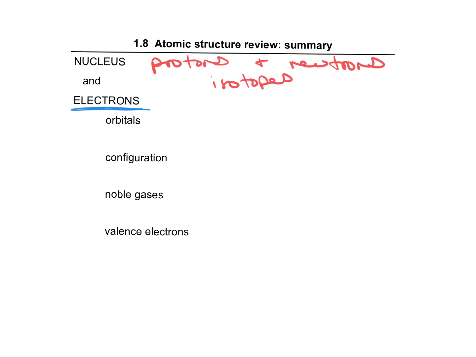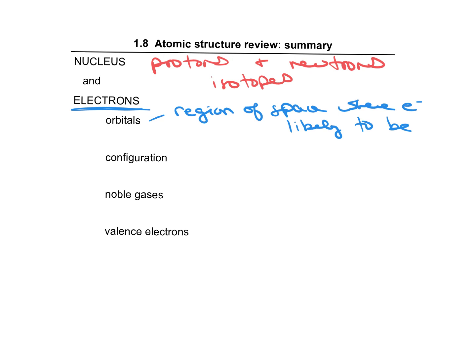We also have to think about electrons. So remember, electrons exist in orbitals, and this is the region of space where electrons are likely to be, because we're thinking about the probability of finding them within a particular space. And with orbitals, they have size, they have shape, and for some of them, they have direction. When we think about the electron configuration, this describes the organization of electrons in an atom. How many electrons are in which orbitals?